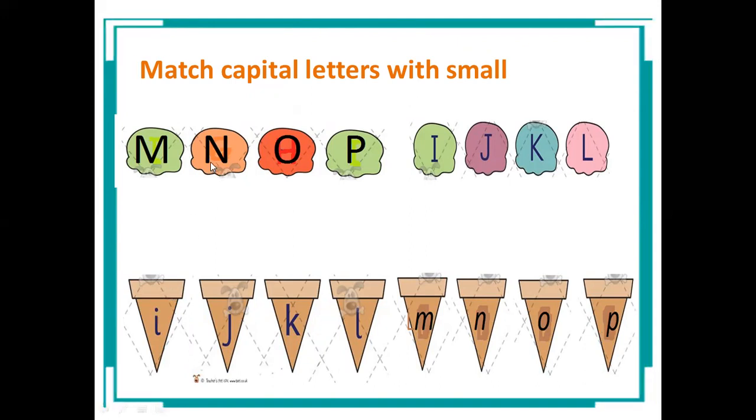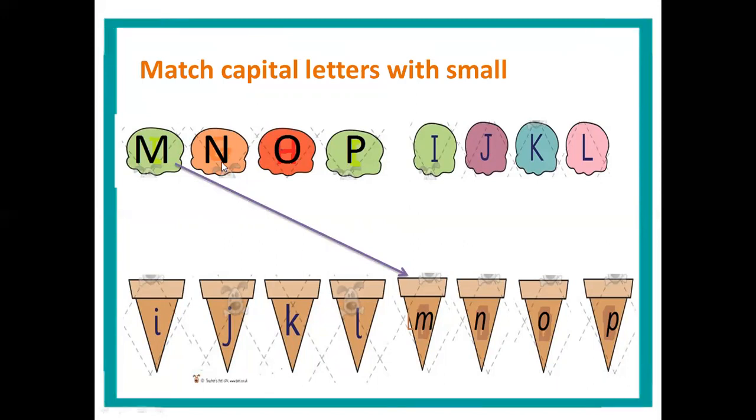From small to capital, okay? What you are going to do? You are going to join the capital letter with the small from I to P. Understand? So where is I? Where is I? This one. Where is M? Sorry, where is M? Where is M? This one is small m.